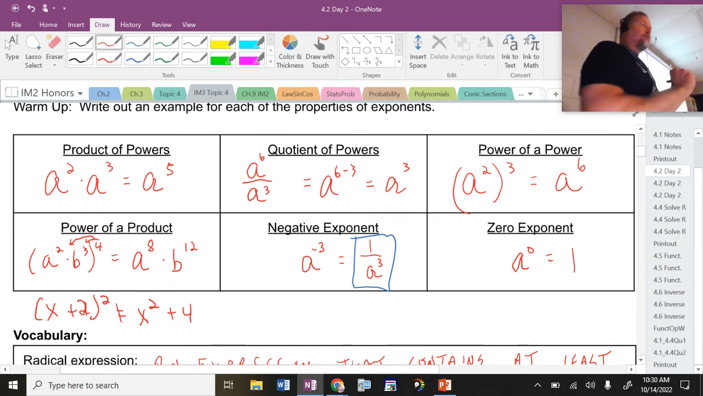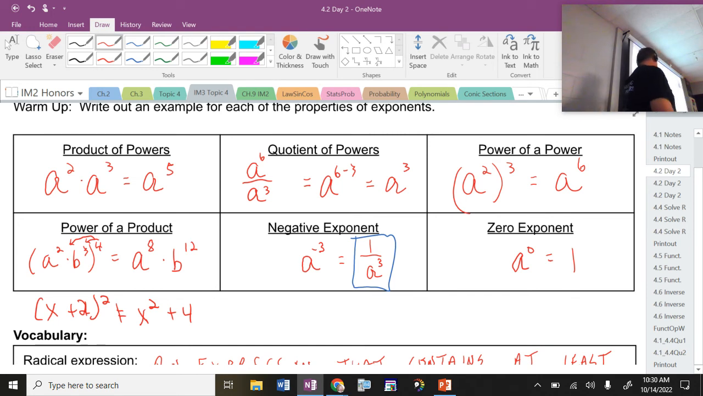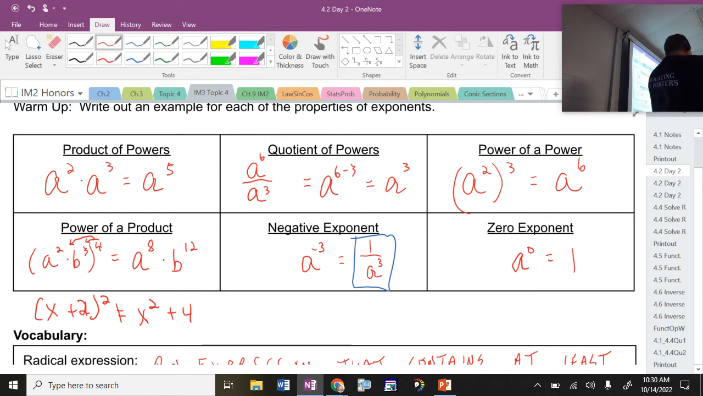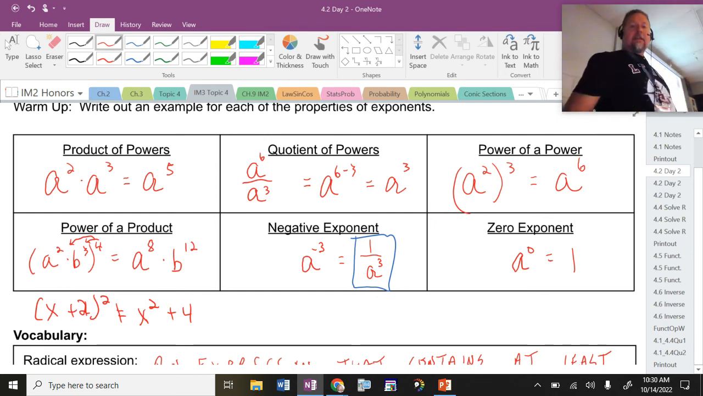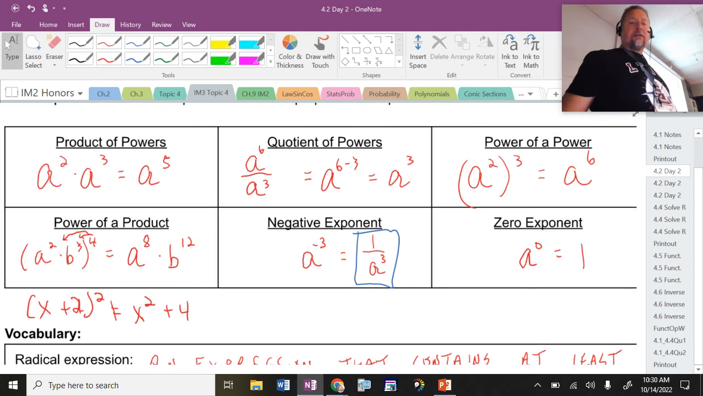That is not true. What are you supposed to do with it? It starts with an F. 3, 2, 1, go. FOIL. You get a middle term, so that's a not equal. It is actually valuable to cover that right now because I get people still doing that. You're gone. That's an F student right there, especially in honors. We can't be making those mistakes.